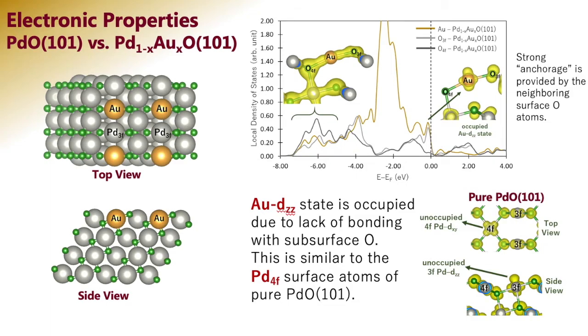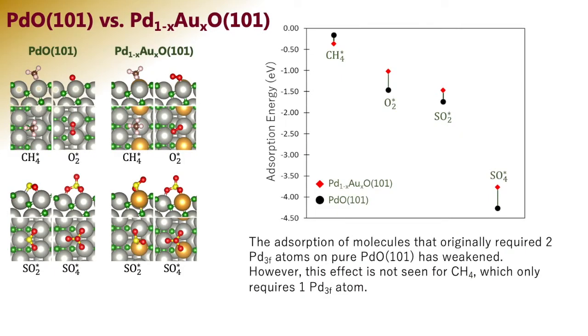Thus, this alloyed surface model provides a row of 3F palladium and 3F gold atoms with alternating unoccupied and occupied DZZ states, respectively. I show in this figure a comparison of the adsorption structures of CH4, O2, SO2, and SO4, with corresponding adsorption energies shown in the graph.